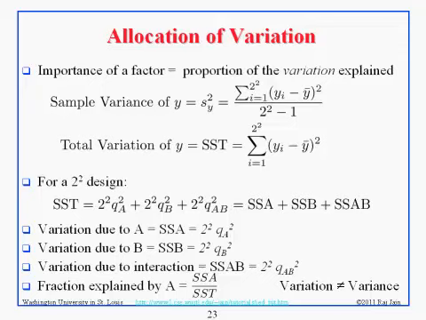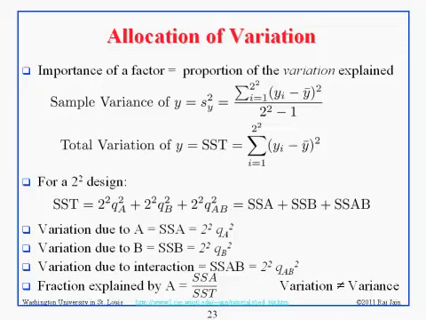So it can be divided into 3 parts. First part depends upon only the effect of A. Second part depends upon the effect of B. And the third part depends upon the interaction AB. So we call this sum of squares due to A, sum of squares due to B, and sum of squares due to AB. And so basically we can divide into 3 parts.